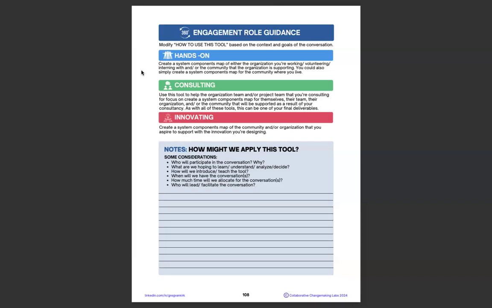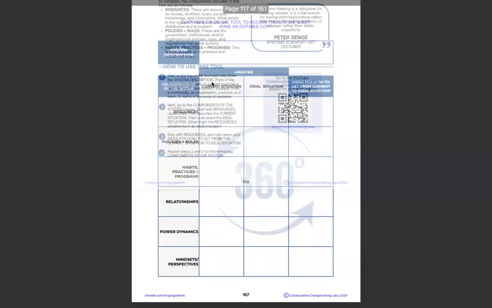So create a system components map of the community and or organization that you aspire to support with the innovation you're designing, right? So really a sort of zoom out and get an understanding of it, so you can decide, where should I step in? Is it most important to step in with mindsets and perspectives? Can I influence change there? Do we need some new resources? Is it a number of different things, right? Don't get paralyzed by the system. Looking at the components helps you figure out where to jump in with your innovation.